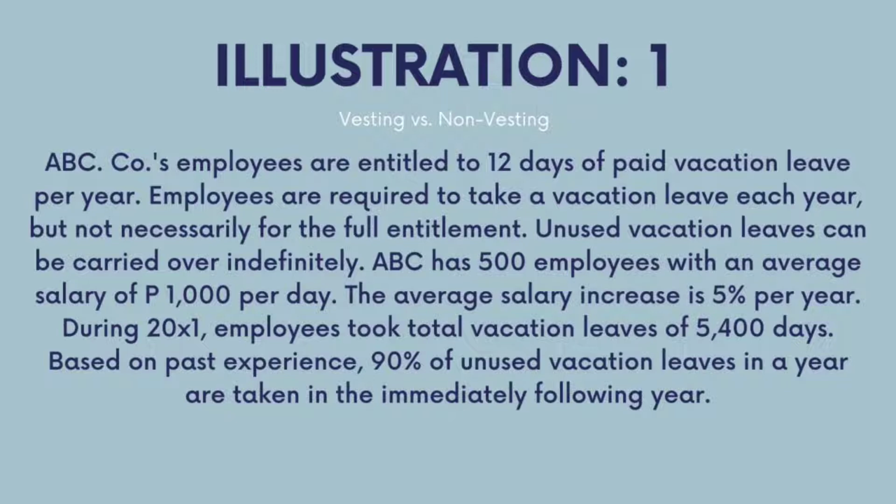During 2021, employees took total vacation leaves of 5,400 days. Based on past experience, 90% of unused vacation leaves in a year are taken in the immediately following year. So, what we are discussing here is that the unused vacation leaves vest. So, the question is, how much is the accrued liability on December 31, 2021?